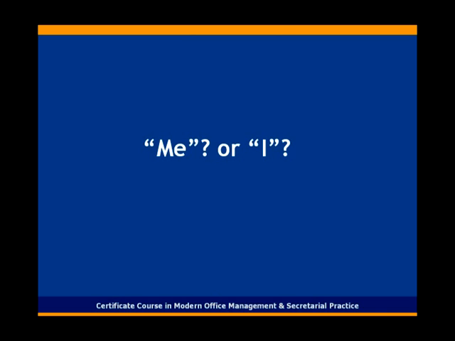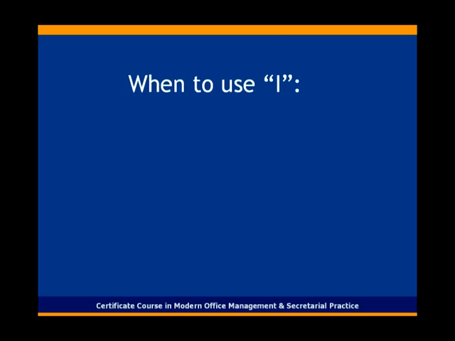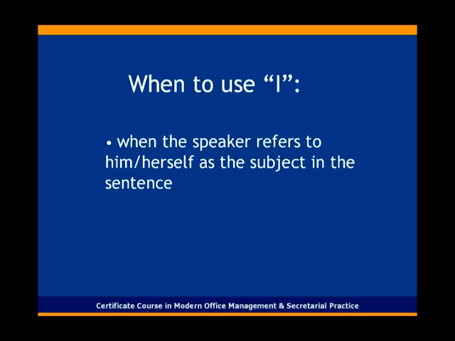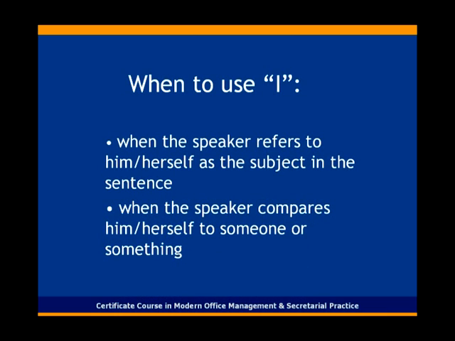Many native and non native speakers of English have trouble deciding when to use the word me and when to use the word I when referring to themselves. I is used when the speaker refers to him or herself as the subject in the sentence. Similarly, when the speaker compares him or herself to someone or something, he or she uses the word I.